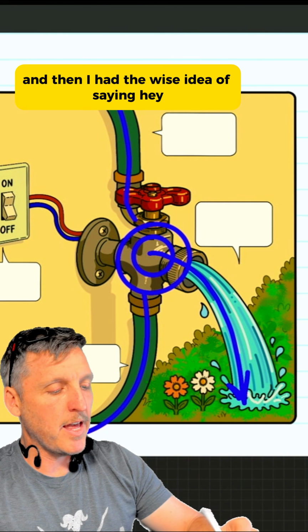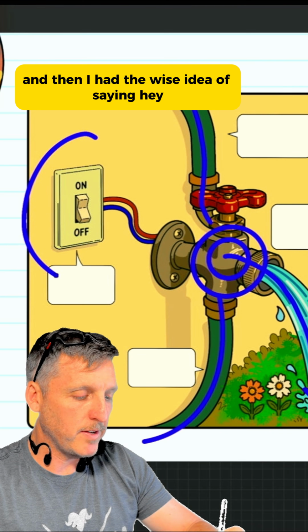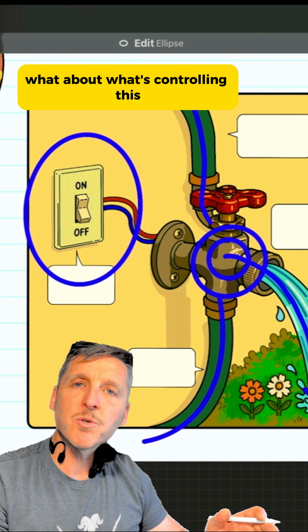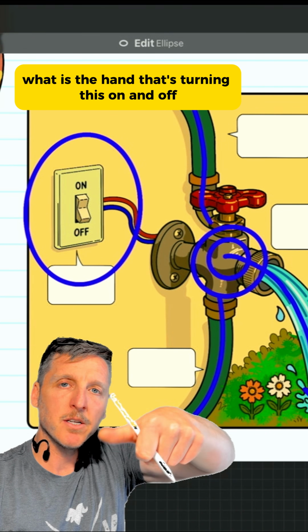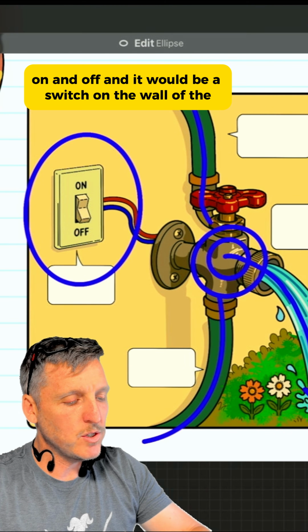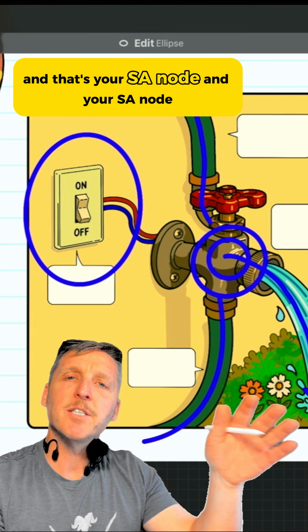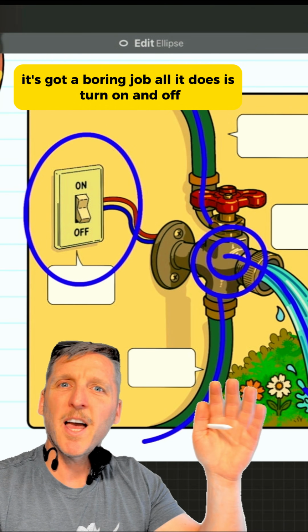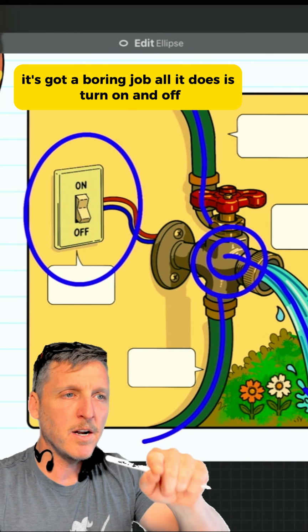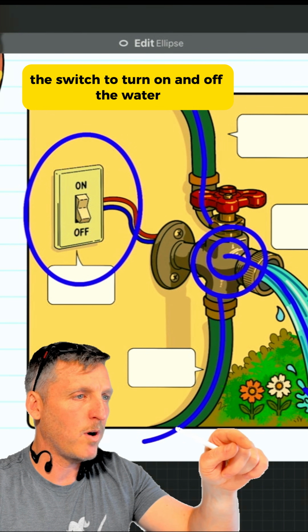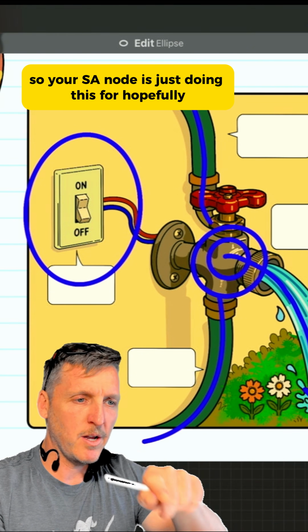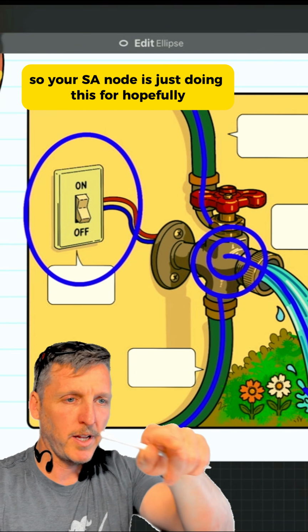right ventricle. And then I had the wise idea of saying, hey, what about what's controlling this? What is the hand that's turning this on and off, on and off? And it would be a switch on the wall of the house next to the hose bib. And that's your SA node. And your SA node, it's got a boring job. All it does is turn on and off the switch to turn on and off the water or the flow of the water.